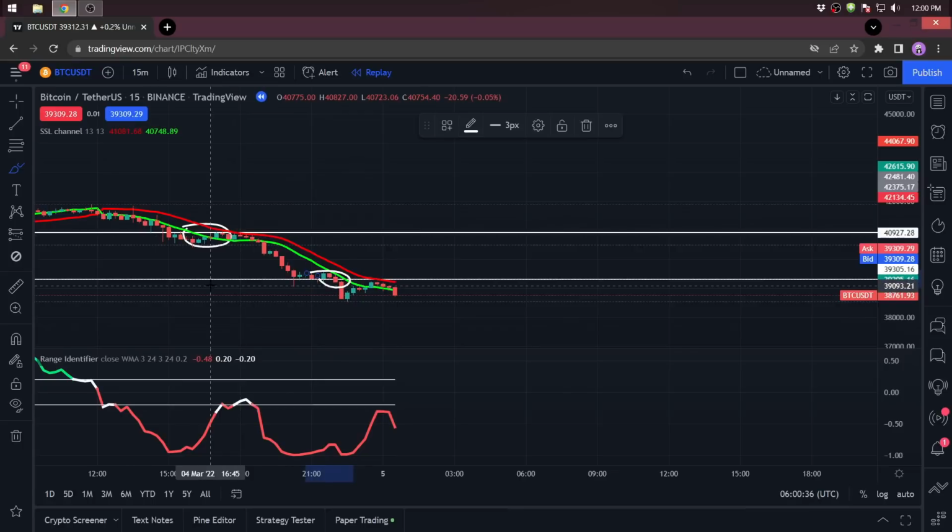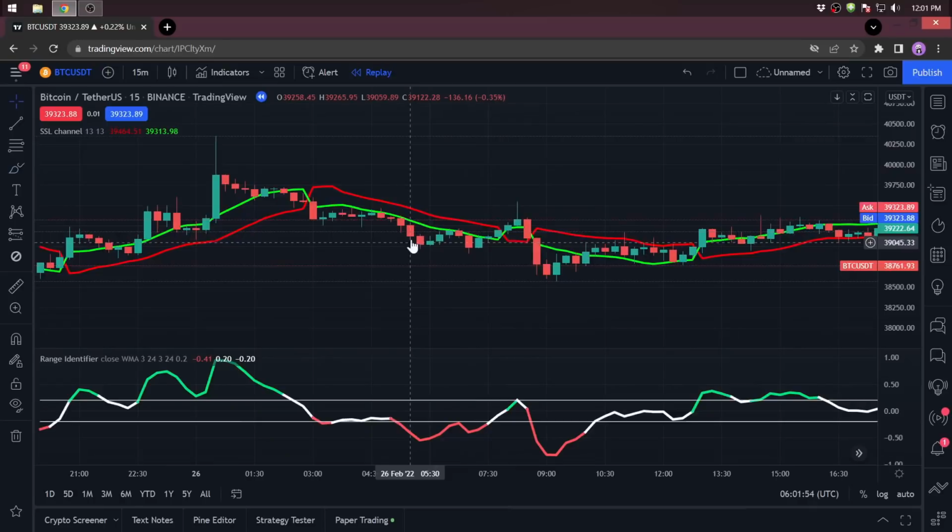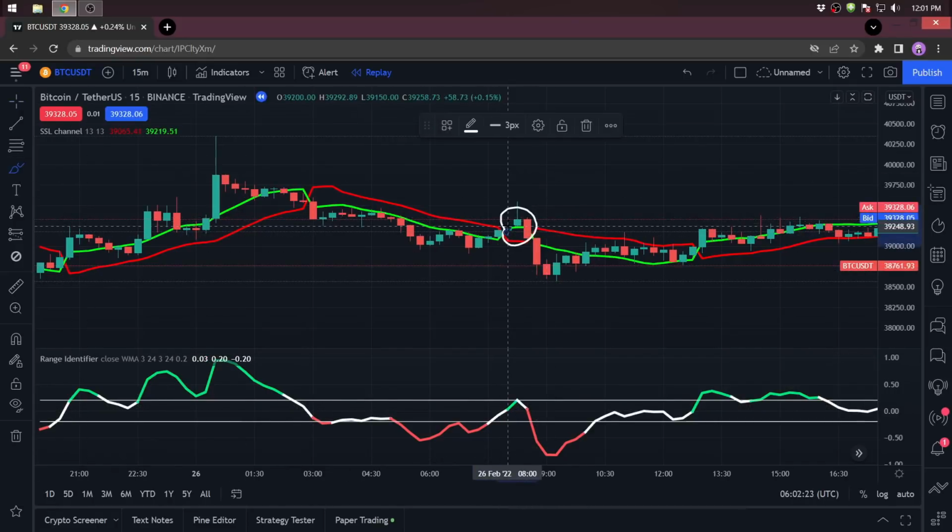So now let's introduce some ranging markets. In this chart you can see the green color SSL line is successfully crossing up the red color SSL line, but the range identifier price stays inside the threshold zone. That means it's a range market, and you can see it's also a false signal. So let's go with another example.